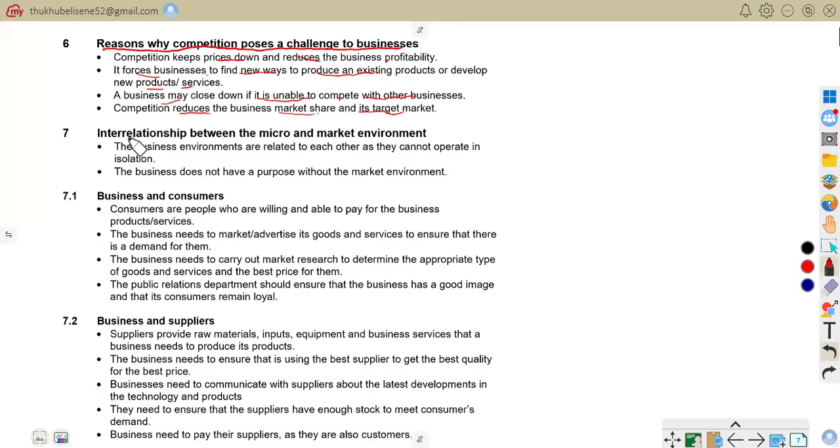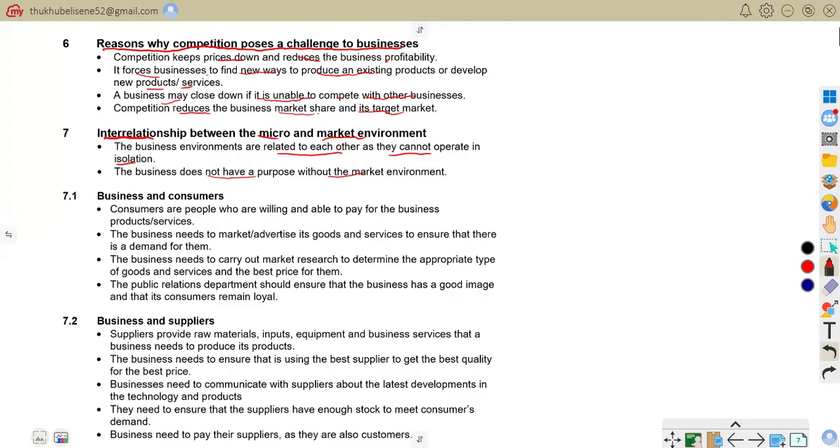So now we come to the interrelationship between the micro and market environment. They are saying the business environments are related to each other as they cannot operate in isolation. So, for example, a bakery needs customers. That is market. A bakery needs customers to survive. The business does not have a purpose without the market environment. Example, without buyers, a shop cannot stay open.